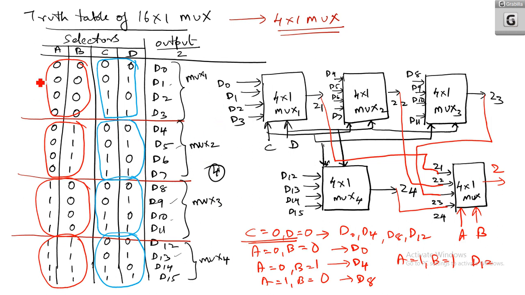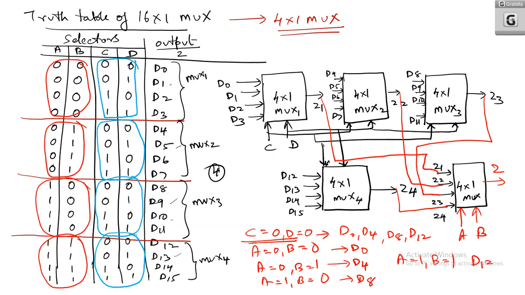Now come to A and B values. Now see, I need to select which mux and which data. So I have chosen A and B separately. And here when A is equal to 0, B is equal to 0, again depending on C and D, if C is equal to 0 and D is equal to 0, you will get the data as D0. And that D0 will come as output Z.